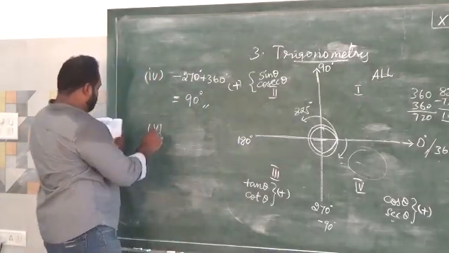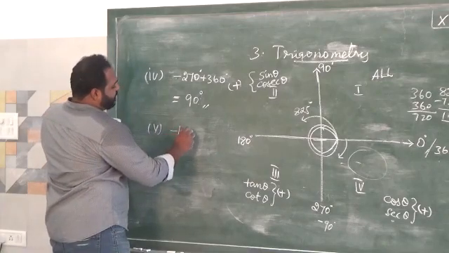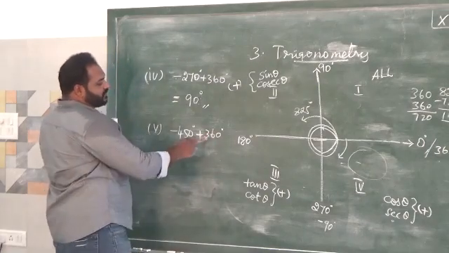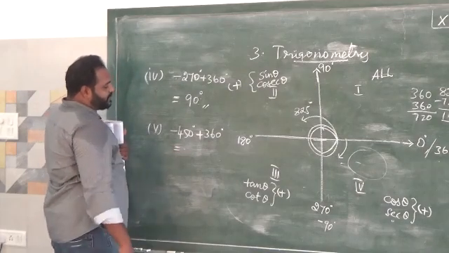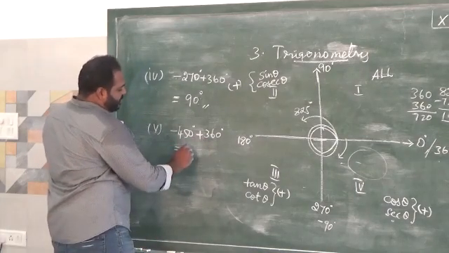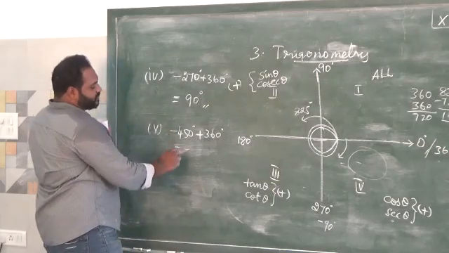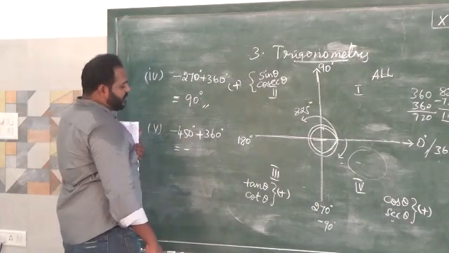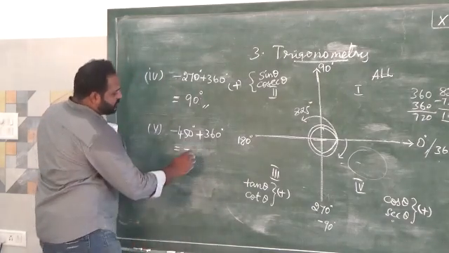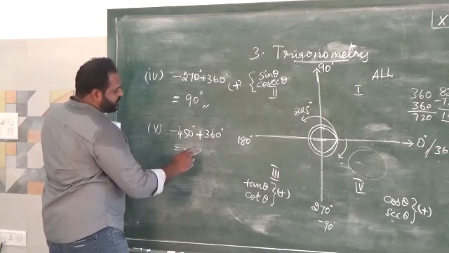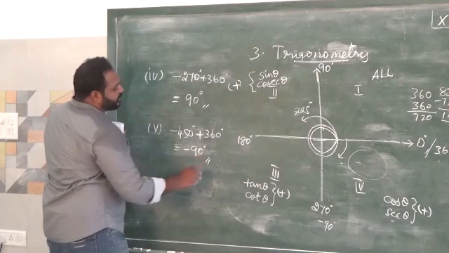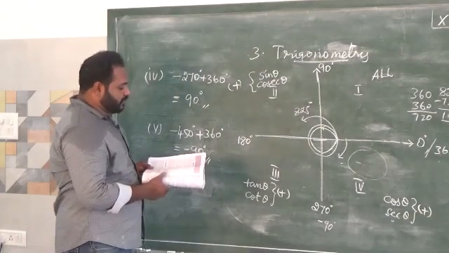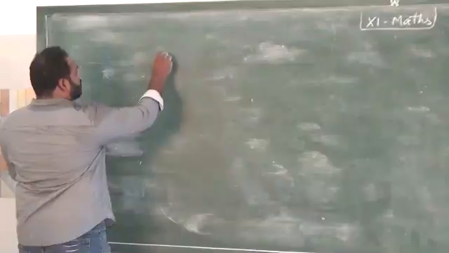Okay, next, the fifth one, minus 450. As usual, plus 360, because it is a minus value, so I have to add a plus value. If you add 360, the negative value is bigger, so the minus sign stays. 450 minus 360 is 90, isn't it? So minus 90. These are the coterminal angles. So question number 2 is over. Question number 3.